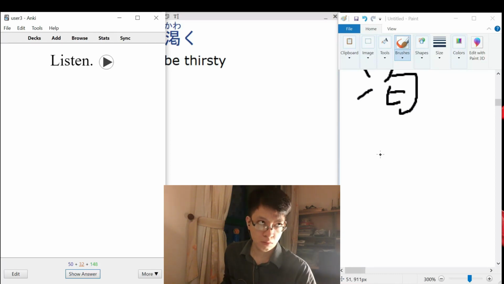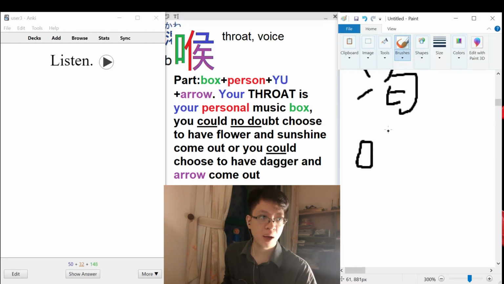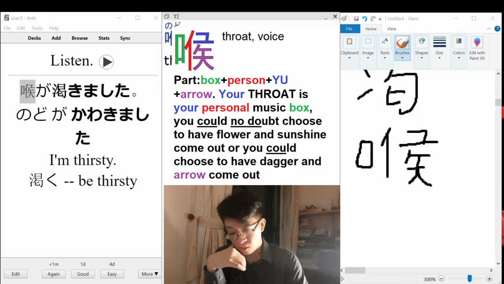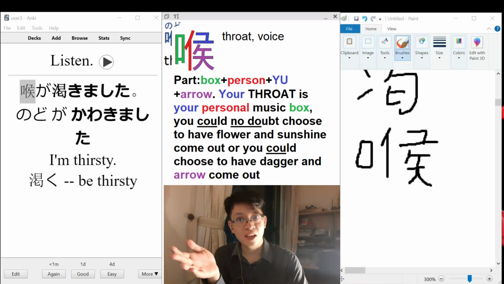Anyway, the throat. We have a box or a mouth. Yeah, for my mnemonic is a box and a person. And then a katakana you, or in the mnemonic it will be yours. And then there's an arrow, right? So this one is throat. Yeah, see? And my mnemonic is like your throat is your personal music box. You can choose to have flower and sunshine come out, but you could also choose to have knife and arrow come out. Well, that sounds pretty deep, right?